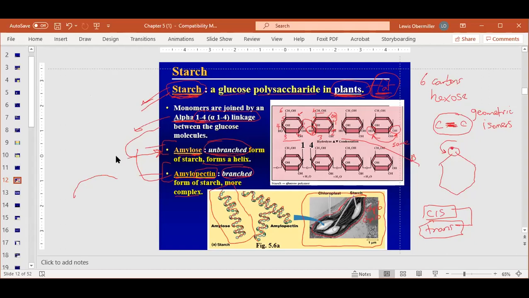And in photosynthesis, what plants are doing is taking carbon dioxide and making glucose, these monomers, and then they take the glucoses and they link them together in long chains, and they make starch. And that starch is what they use to store energy.